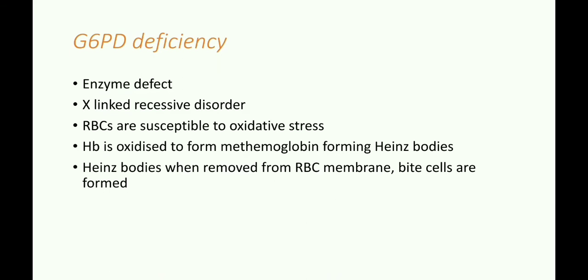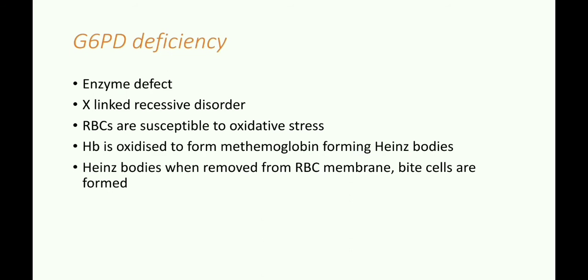So now let's see what is G6PD deficiency. So here an enzyme defect is present, that is glucose 6-phosphate dehydrogenase enzyme, and it is an intracorpuscular defect. It is an inherited one. So it is an X-linked recessive disorder. So when this enzyme defect occurs, RBCs are susceptible to oxidative stress.